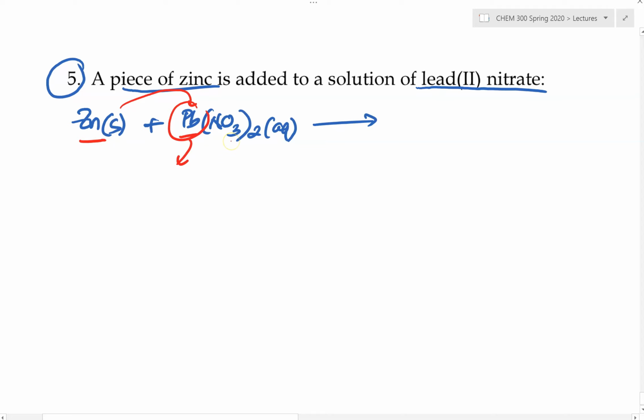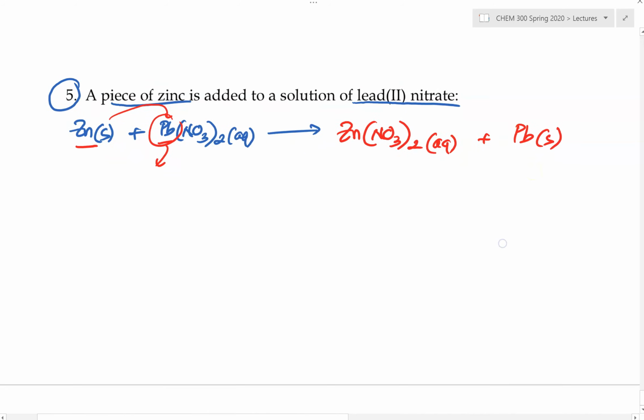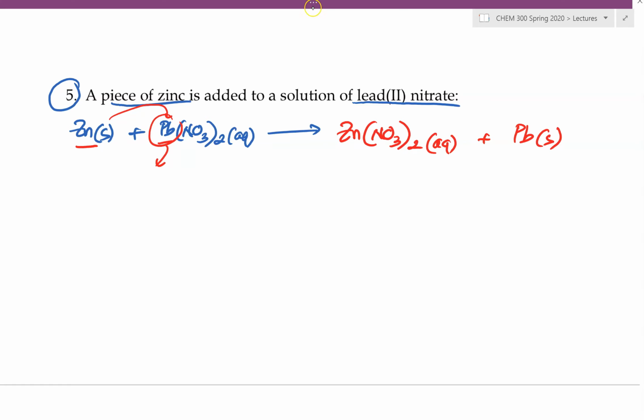Zinc would now be forming an ionic compound with nitrate. And that would form zinc nitrate. And when we apply the solubility guideline, we'll see that this is aqueous. And now lead is being replaced, so it becomes an element. And all metals in the elemental form are solid, and their charge equals 0. So there we have it. This would be the conventional equation for this reaction. And it seems that it is balanced already.